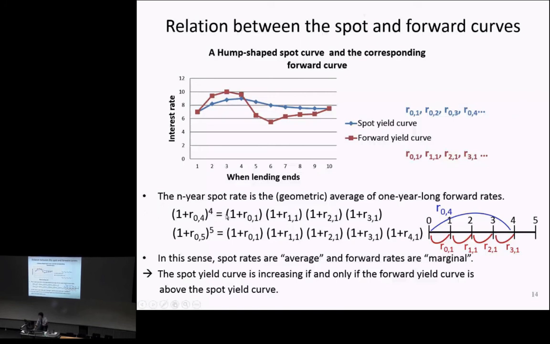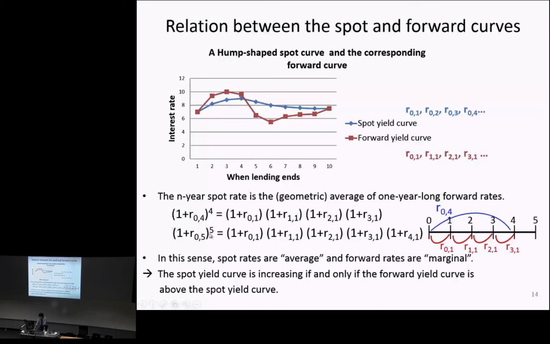Now take the fourth root of both sides, and you can see that the 4-year spot rate plus 1 is the geometric average of the sequence of the 4 one-year-long forward rates. Does that make sense? That's what I mean by the spot rate being the geometric average of forward interest rates. Is this point clear?